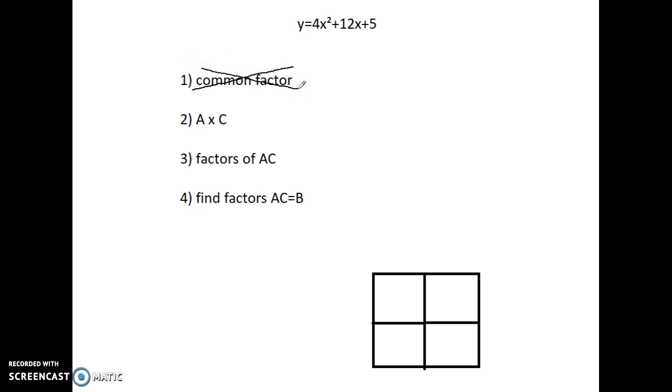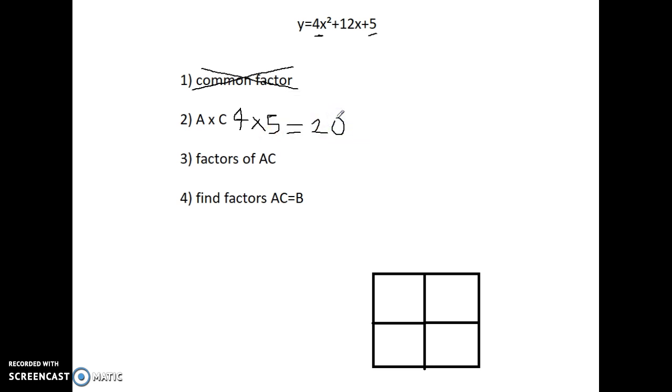Next, we multiply a times c. So 4 is a, and 5 is c. So 4 times 5 equals 20.